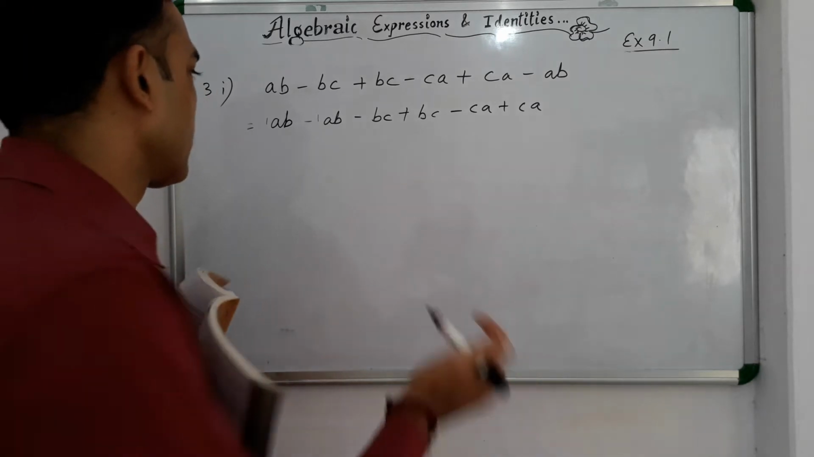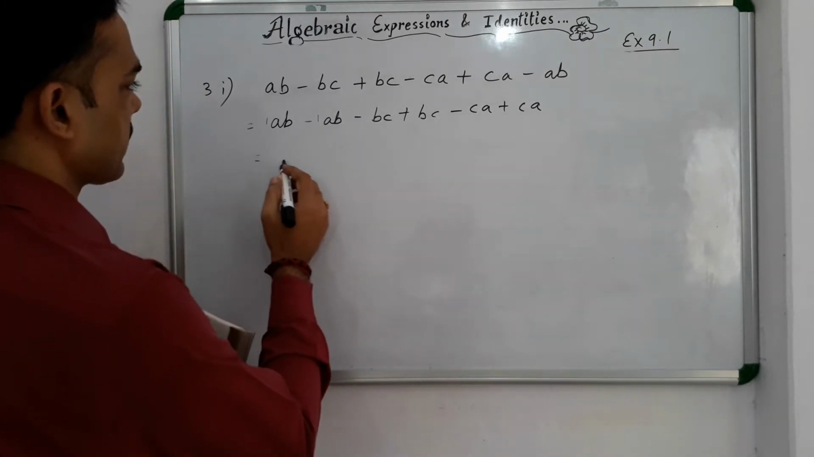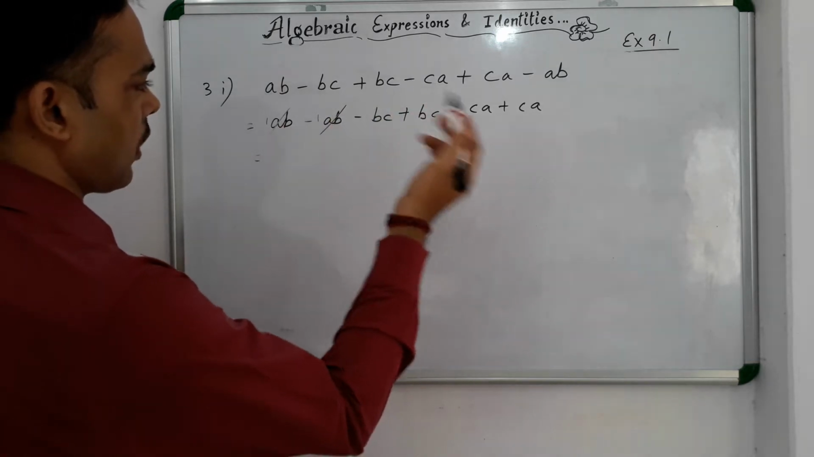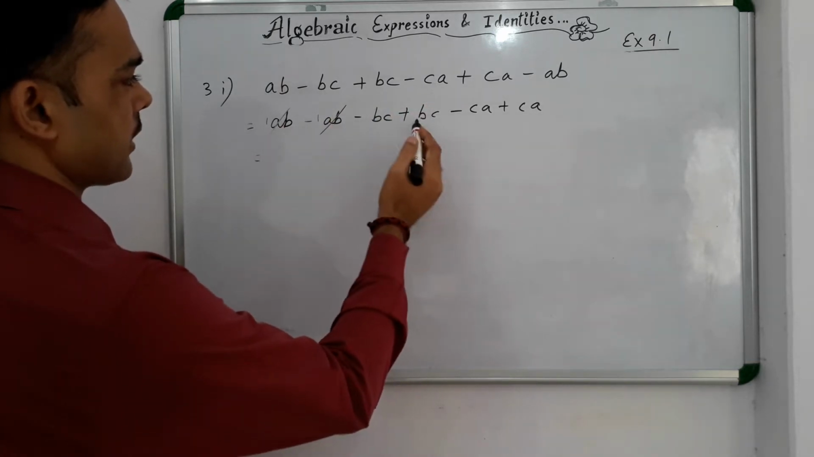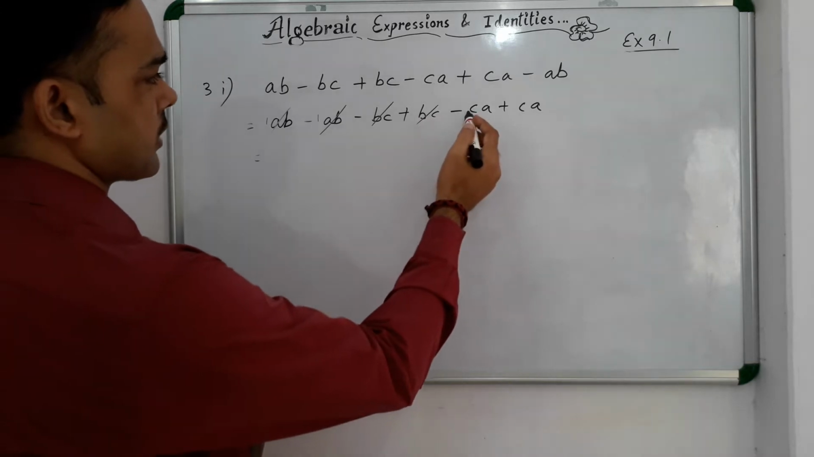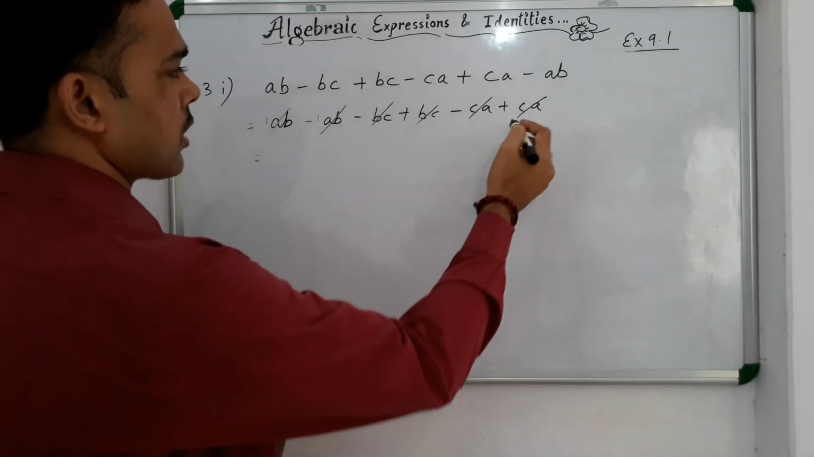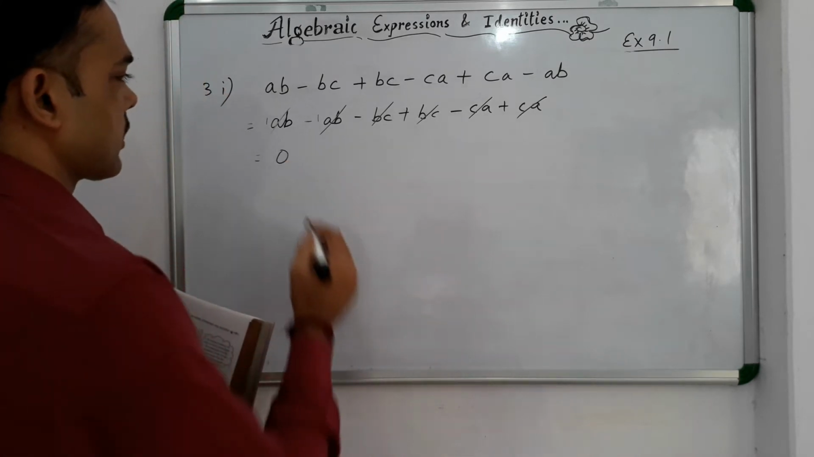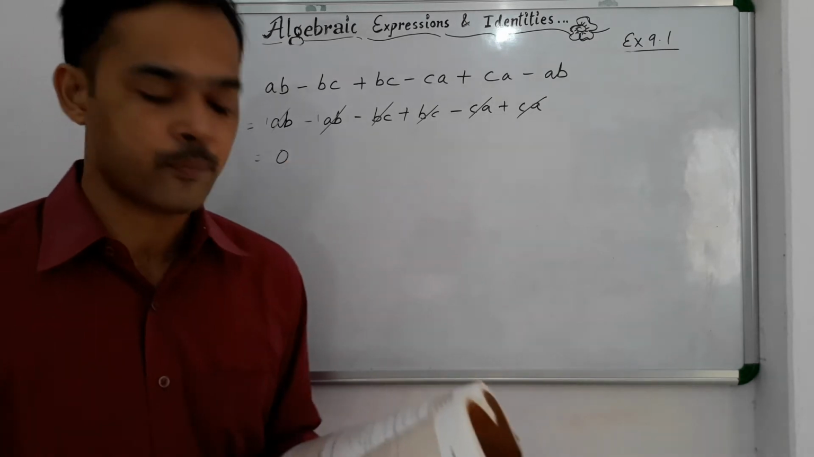So 0 AB will ultimately be the answer. See, all of them are getting cancelled because they all have opposite signs. This is minus, so this is plus. This is minus, this is plus. Also the constants are the same everywhere. That is why the answer of this will be 0.